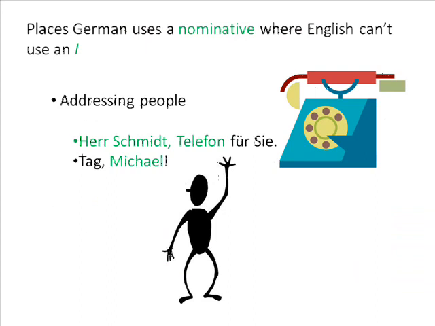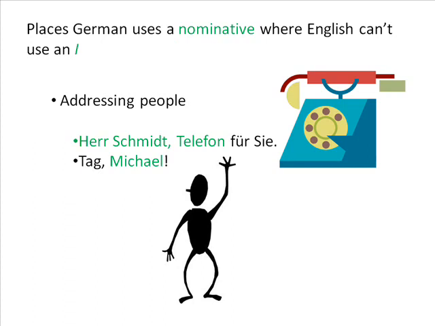Secondly, there are also some places where German uses a nominative where English would or could not use an I, for various reasons. For instance, the nominative is used when addressing people, as in the Herr Schmidt of "Herr Schmidt, Telefon für Sie", or "Tag, Michael".